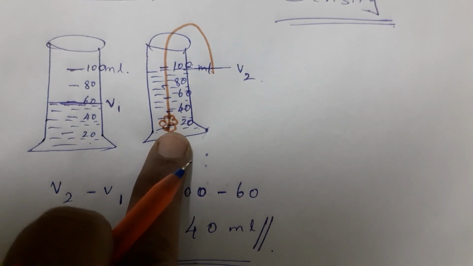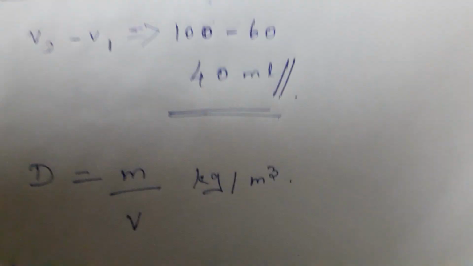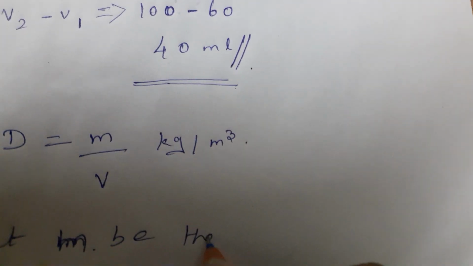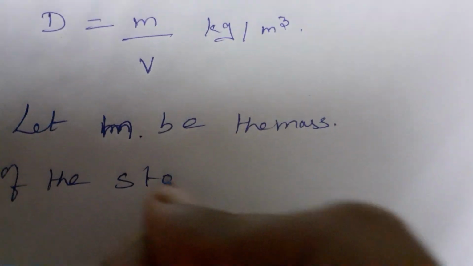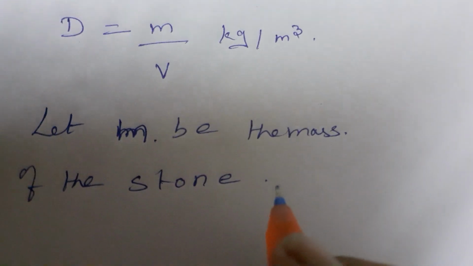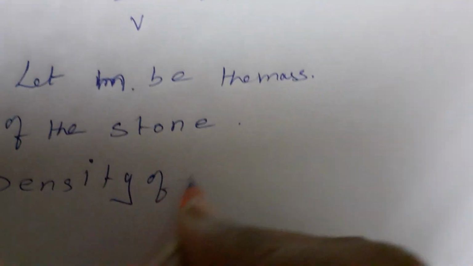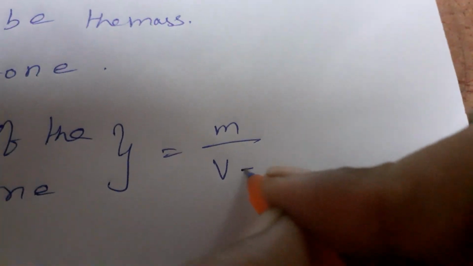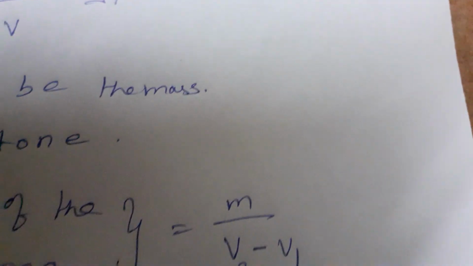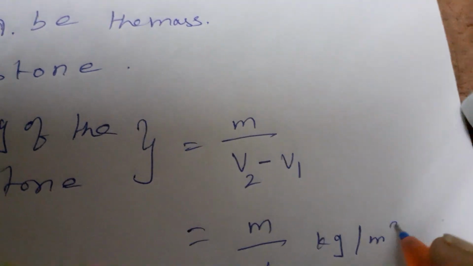If you don't know the mass, you just write: let m be the mass of the stone. Then the density of the stone is equal to mass per volume, V2 minus V1. That is equal to m by V kg per meter cube.